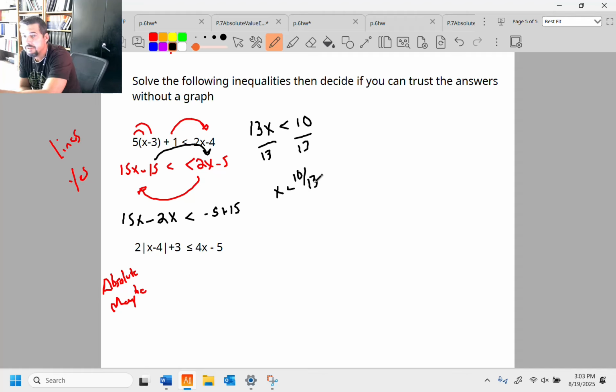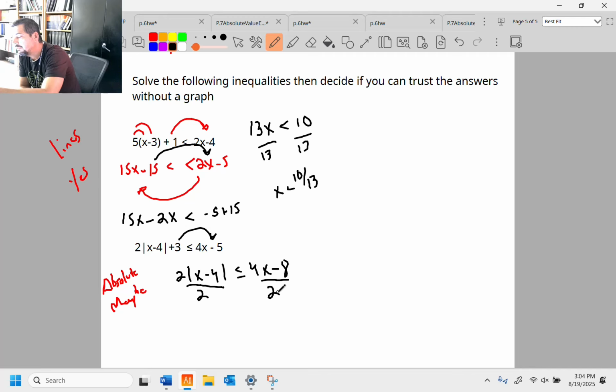And on a line, linear relationships, you can always trust it. Absolute value is kind of funny. It's not often, but sometimes you cannot trust what you wrote with absolute value. It's just not doable. Okay. Easy first. We subtract 3. Twice the absolute value of x minus 4 is less than or equal to 4x minus 8. We're going to divide out that 2. Absolute value of x minus 4 is less than or equal to 2x minus 4 because both those pieces were divisible by 2. And we're going to write our two equations.